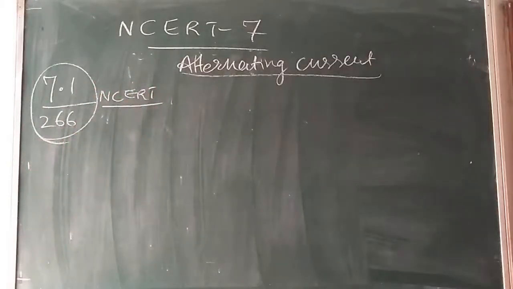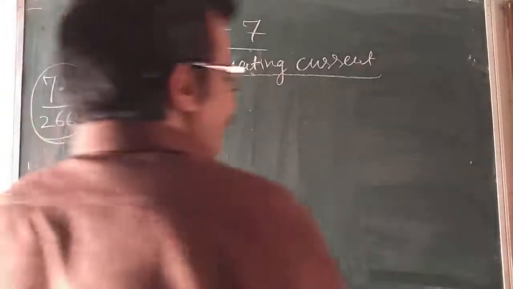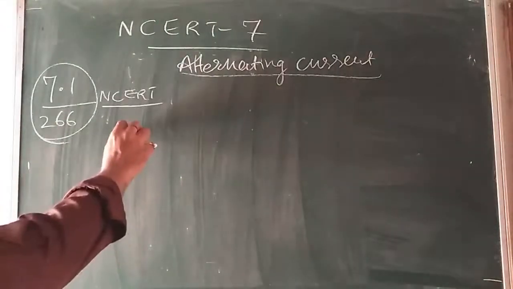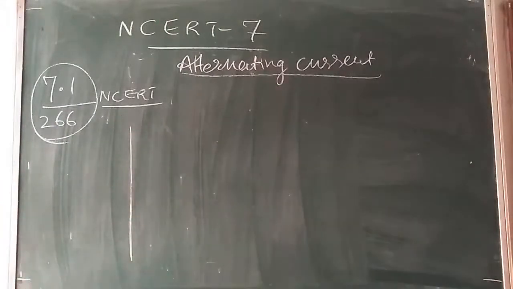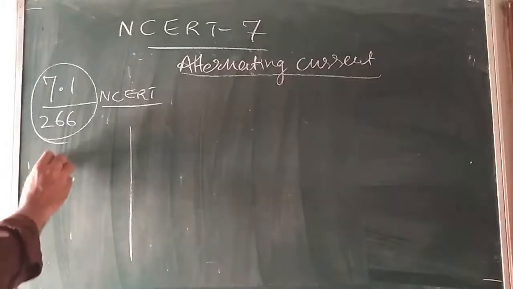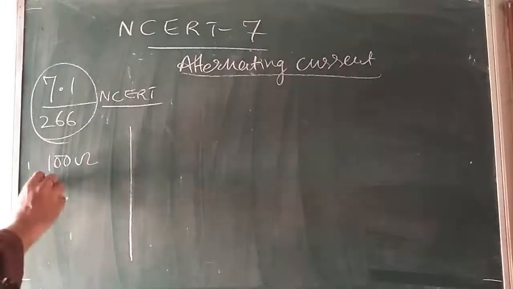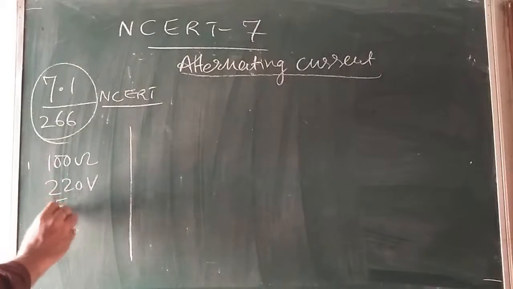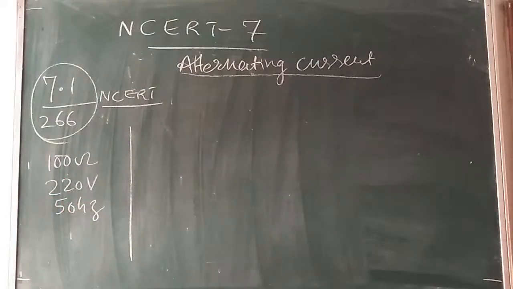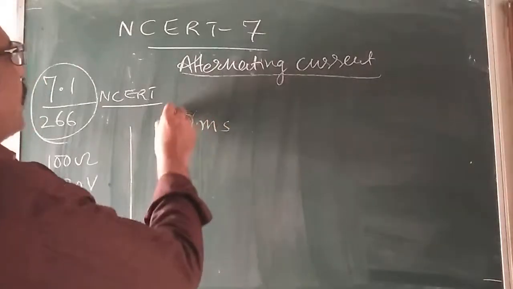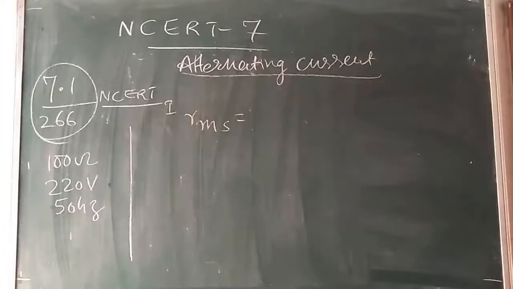Is it clear? Just read them carefully and we see what is given to us. We have to write it on the left hand side of our copy. A 100 ohm resistor is connected to a 220 volt, 50 hertz AC supply. What is the RMS value of the current in the circuit? That we have to find out.